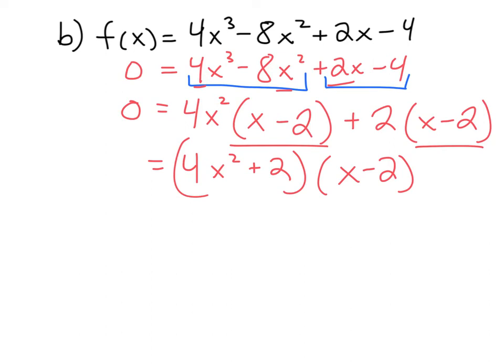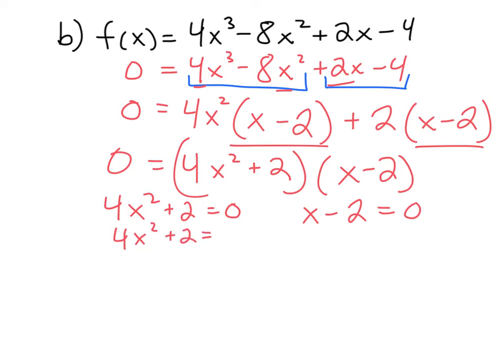I'm trying to find when this equation is satisfied, when this will equal 0. If 4x squared plus 2 equals 0, this equation will be satisfied. If x minus 2 equals 0, this equation will be satisfied. So let's solve both of those pieces. I'm going to subtract 2 from both sides. So I have 4x squared equals negative 2. If I divide both sides by 4, I get x squared equals negative 1/2.